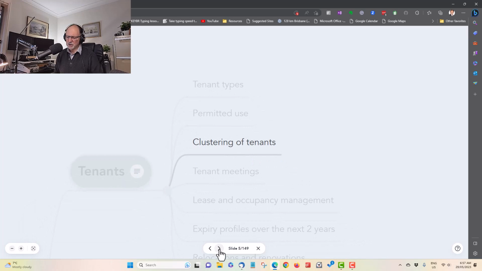Then I'll look at the clustering of tenants. Now the clustering will be 2, 3, 4, 5 tenants in one group. I look at that because there is some vibrancy in a cluster of tenants, and you can get a lot of trade bouncing from one to the other quite successfully if you do it right. Now certainly it works in food courts, no doubt about that, but it also works in sporting goods and fashion, that sort of thing. Different types of tenants go well together if you think about it, and that's where the clustering of tenants can help.